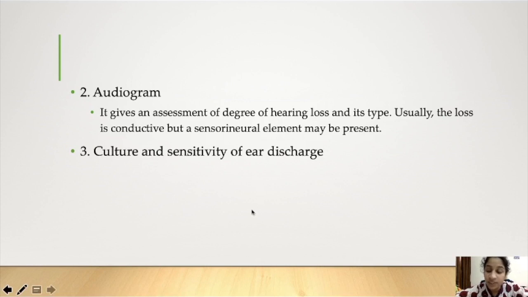Culture and sensitivity of the discharge has to be seen to finalize which antibiotic should be given. It helps to select proper antibiotic ear drops.